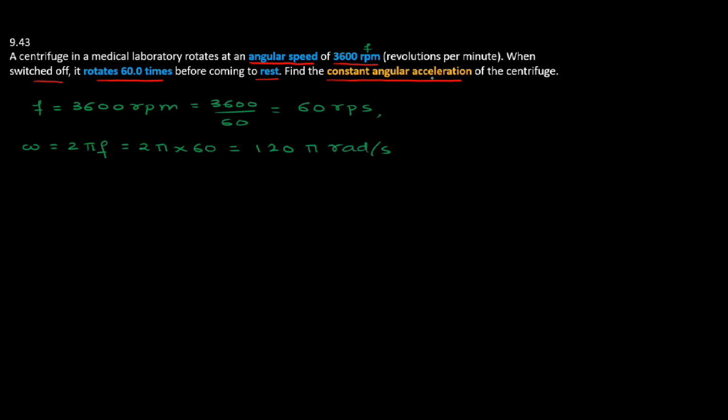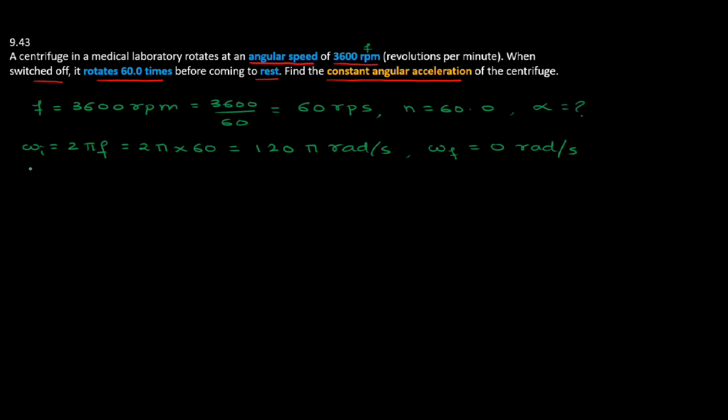Then we have, when switched off, it rotates 60 times. So basically my number of revolution n is 60, before coming to rest. Now when it comes to rest, the final value of angular speed omega f will be 0. So this becomes my initial and this is my final. We need to find the constant angular acceleration alpha. So we need to find what is alpha.